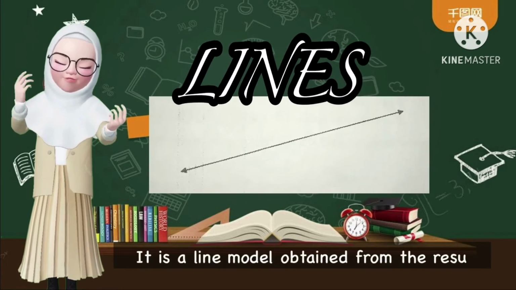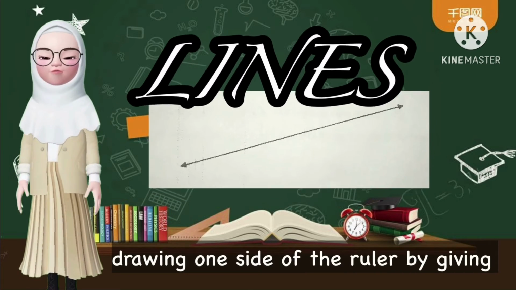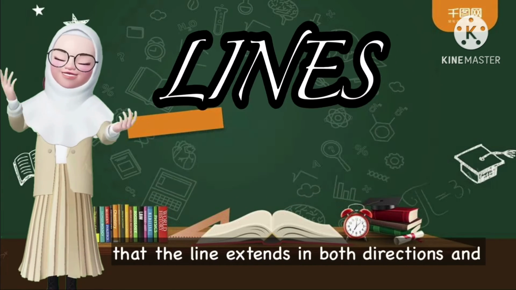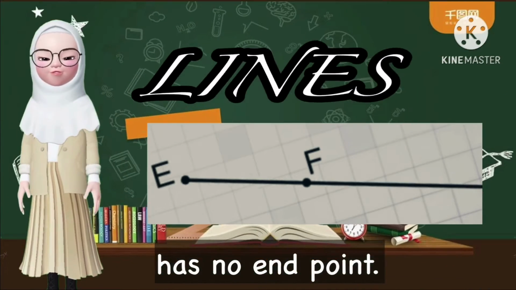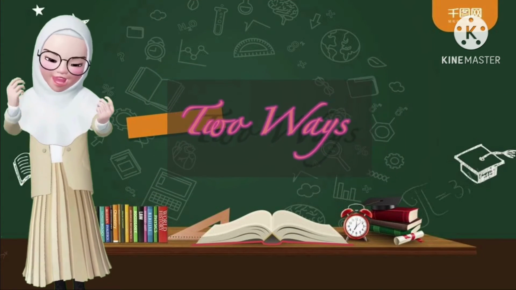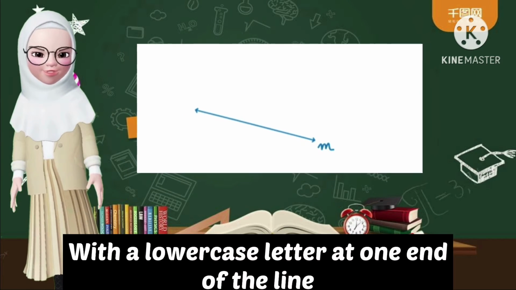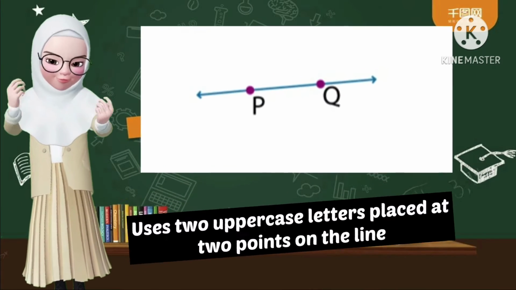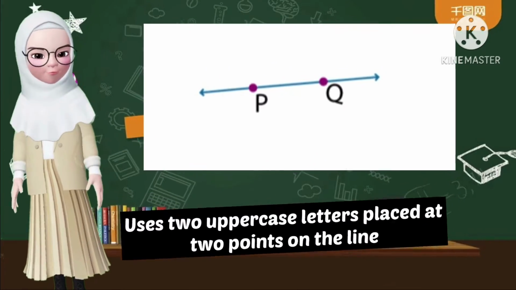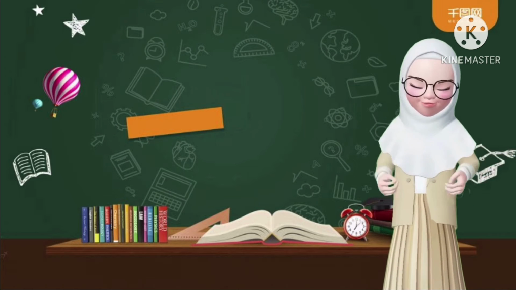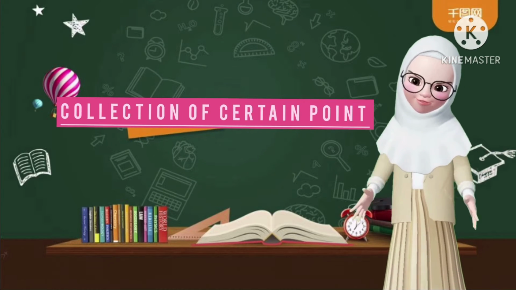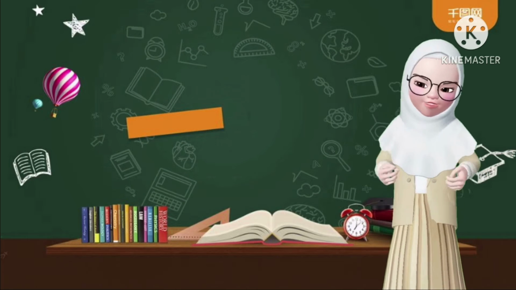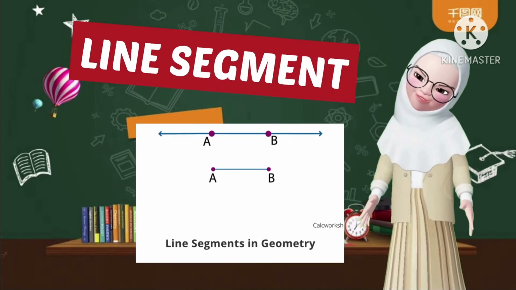It is a line model obtained from drawing along one side of the ruler and giving arrows at both ends, which indicates that the line extends in both directions and has no end point. There are 2 ways to name a line. First, with a lowercase letter at one end of the line, and second, use two uppercase letters placed at 2 points on the line. It can be concluded that a line is a collection of certain points, and in the lines material, there are 2 types: line segments and rays.